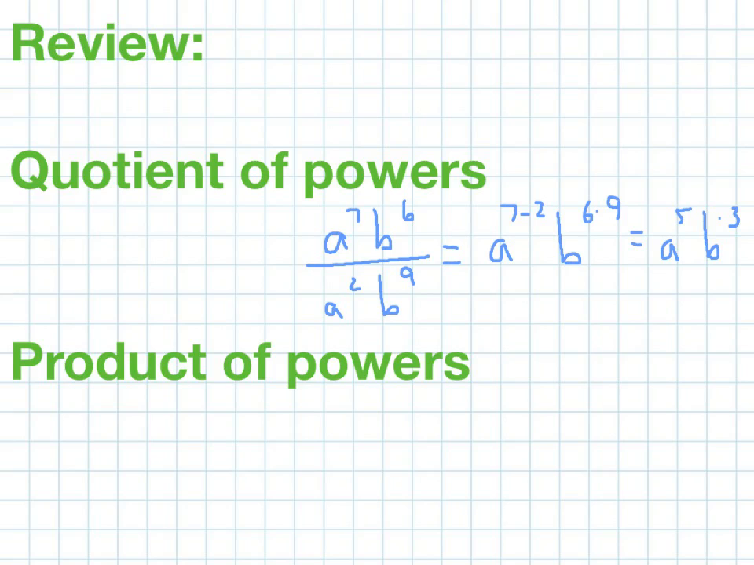The product of powers, which possibly said I have c to the 8th power times c to the 2nd power, which becomes c to the 8 plus 2, which gives us c to the 10th power.